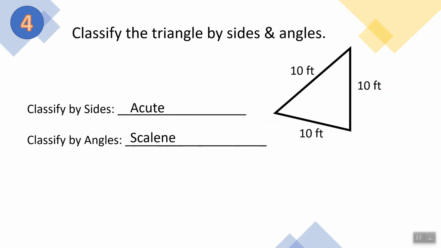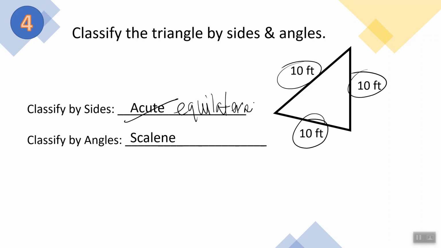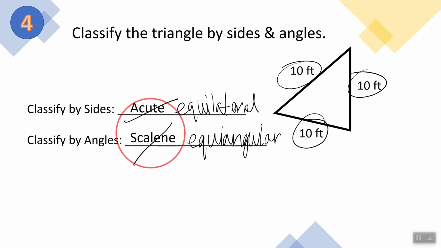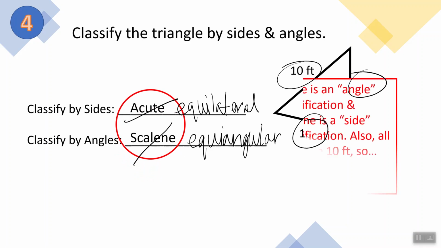Classify the triangle. Based on this, all three sides are the same. So by sides, this should be equilateral. And by angles, if it's equilateral, then it is also equiangular. First of all, you cannot switch sides versus angles. You need to make sure that you label those correctly.